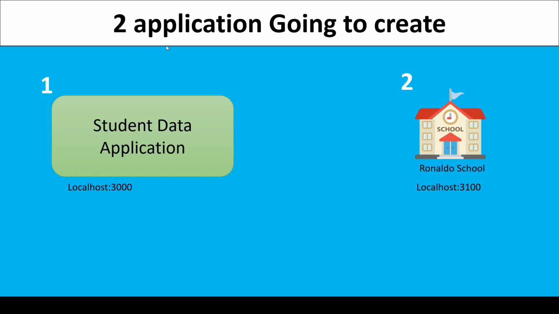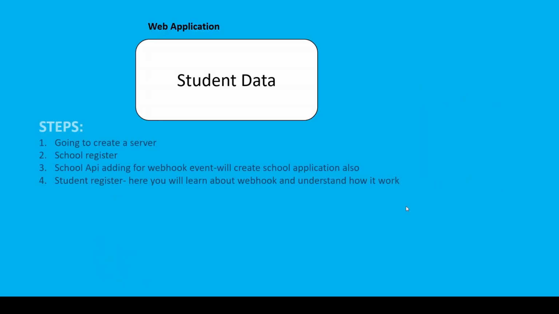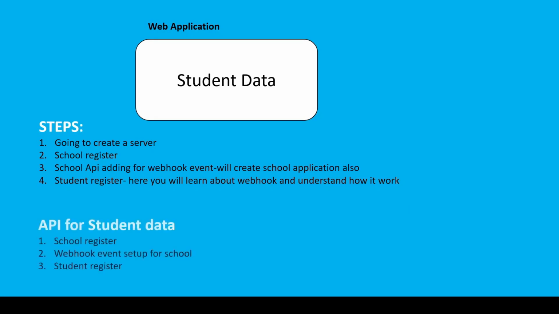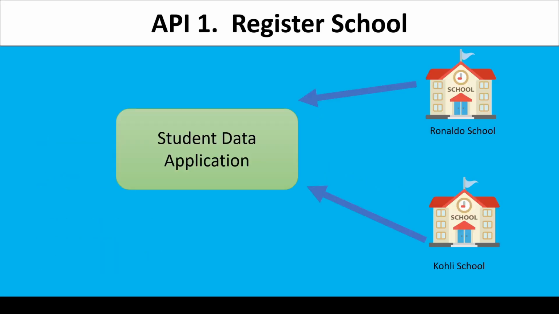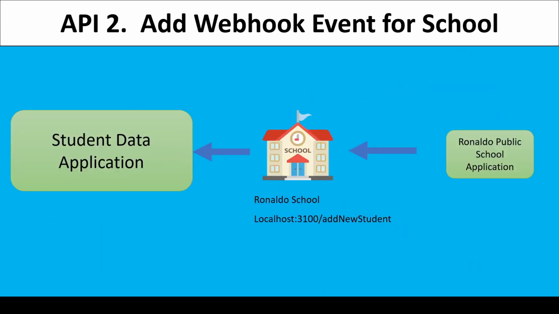If you remember, in the startup tutorial I told you we are going to create two applications. The first application is this student data, and the second one is Ronaldo school. Don't think like okay, this is running at 3100 and this is running at 4100. That's why you can see this whole step we followed right now. We have created 3 APIs in student data. So the first step we achieved is how to register a school in our main application.